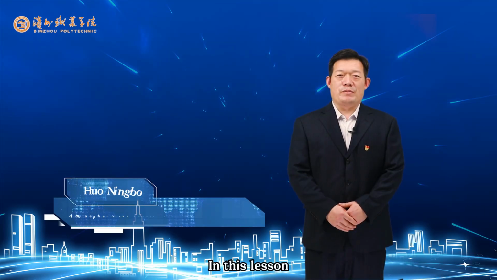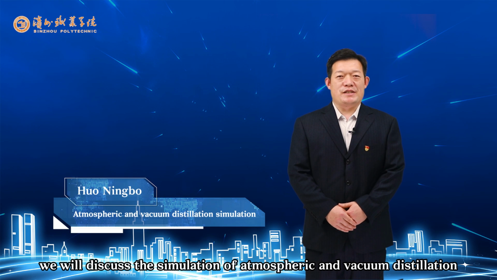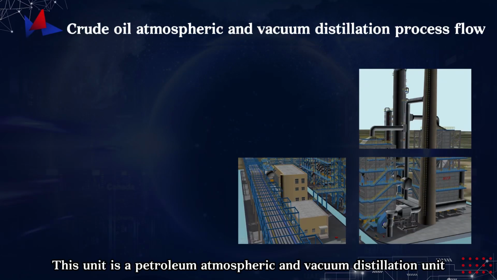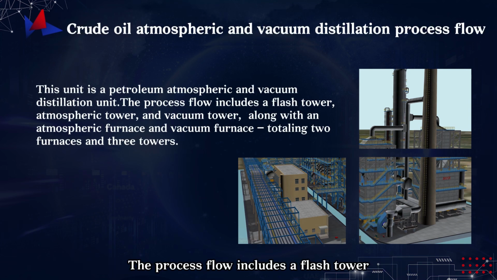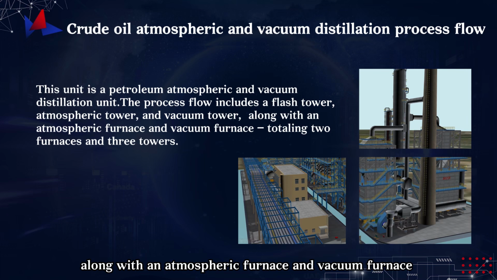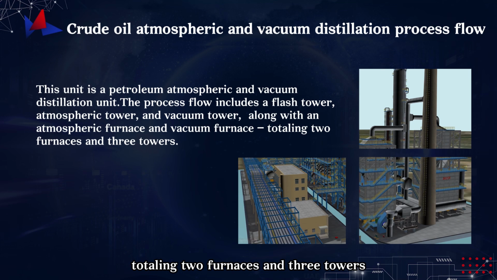Hello everyone. In this lesson, we will discuss the simulation of atmospheric and vacuum distillation. This unit is a petroleum atmospheric and vacuum distillation unit. The process flow includes a flash tower, atmospheric tower, and vacuum tower, along with an atmospheric furnace and vacuum furnace, totaling 2 furnaces and 3 towers.